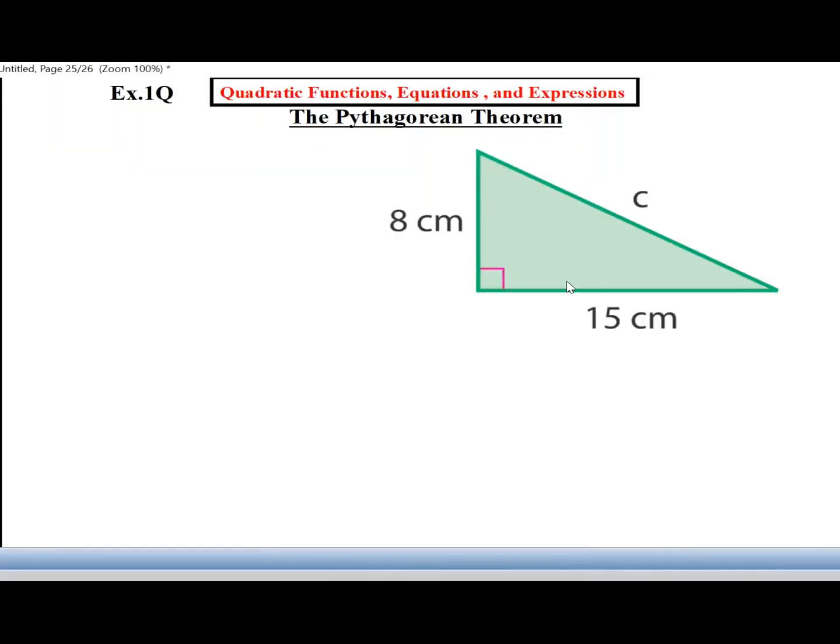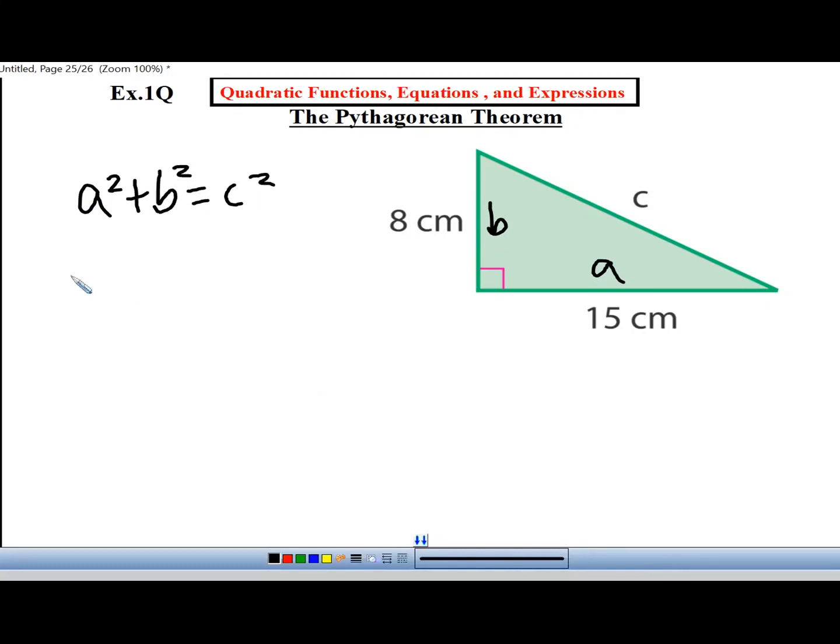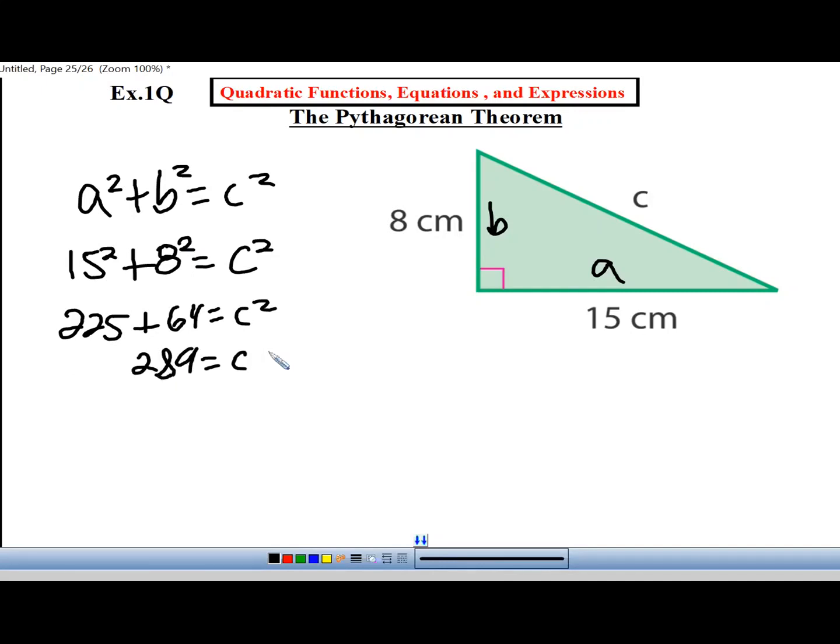So we know that one of these has to be A and B. It doesn't matter which. I'm going to label this one A, this one B. This one's C. So let's get our Pythagorean theorem. A squared plus B squared equals C squared. So A is 15 squared, B is 8 squared, and C is still C squared. So what is 15 squared? That's 225 plus 8 times 8 is 64, equals C squared. 225 plus 64, that's 289 equals C squared.